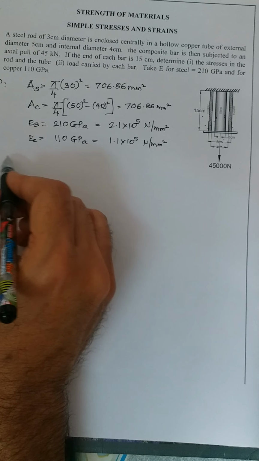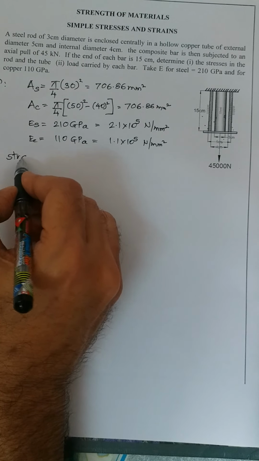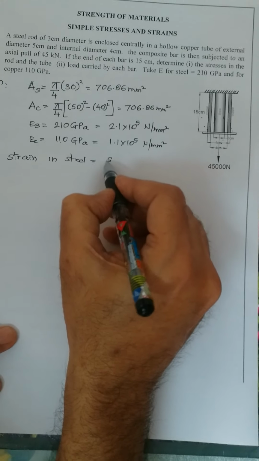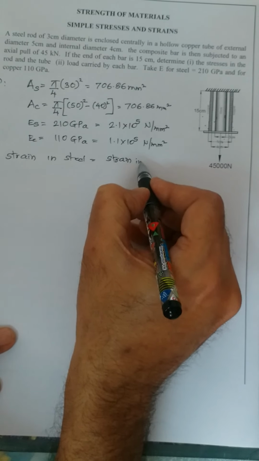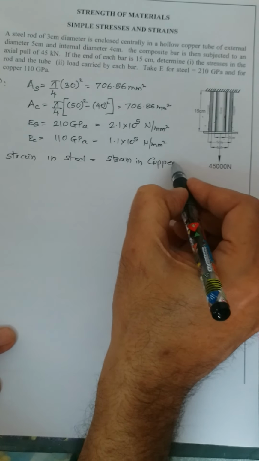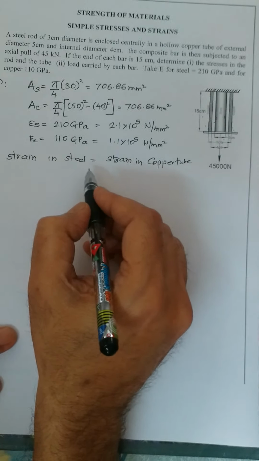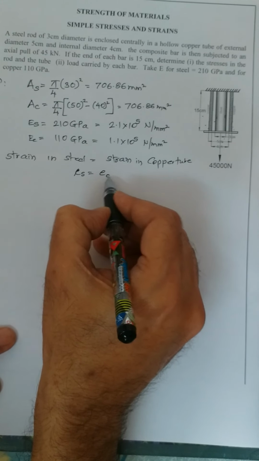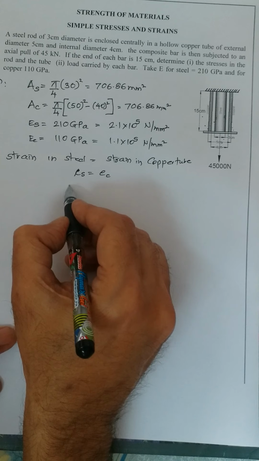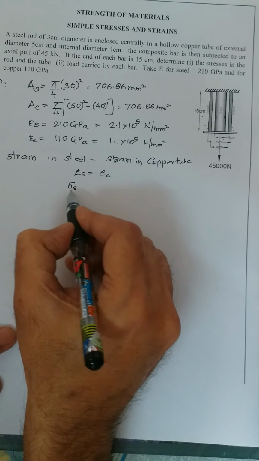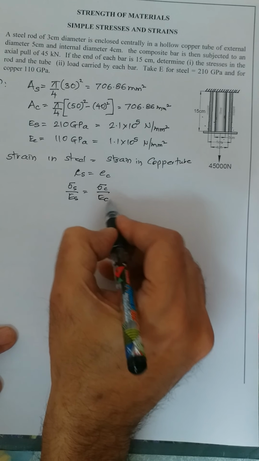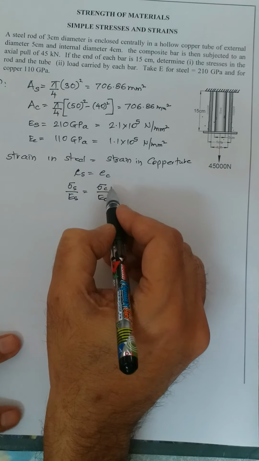Now, using the compatibility equation, we have strain in steel equal to strain in copper tube. That is epsilon s is equal to epsilon c. So that is nothing but sigma s by E_s is equal to sigma c by E_c. Because the length of copper tube and length of steel rod are the same, they cancel out each other.